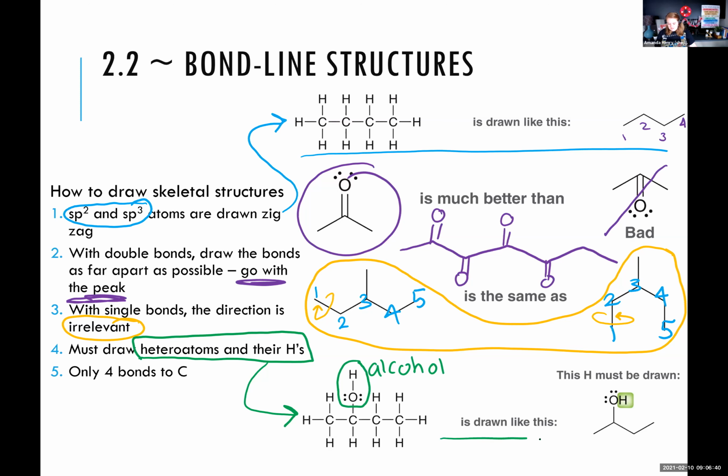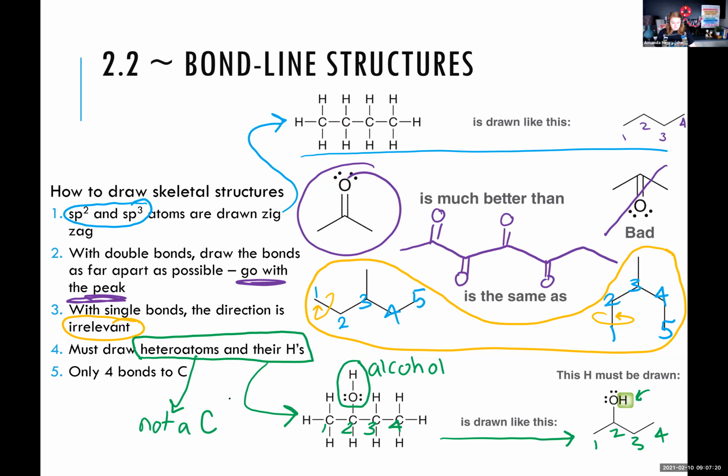When we turn this into our bond line drawing, our zigzag drawing, we can see our 4 carbons, 1, 2, 3, 4. There's that OH, that alcohol group on carbon number 2. The only hydrogen that is included in our bond line drawing is the one attached to the oxygen. So hydrogens that are attached to heteroatoms are not implied. They have to be included in the drawing. And remember, a heteroatom is anything that's not a carbon.